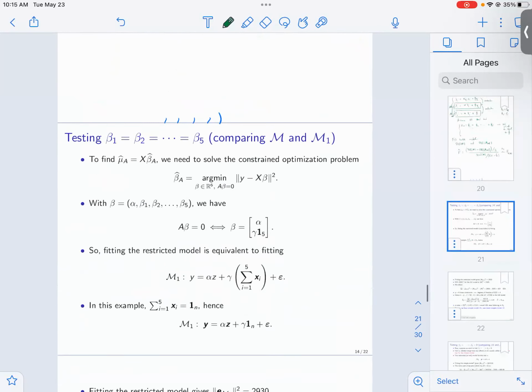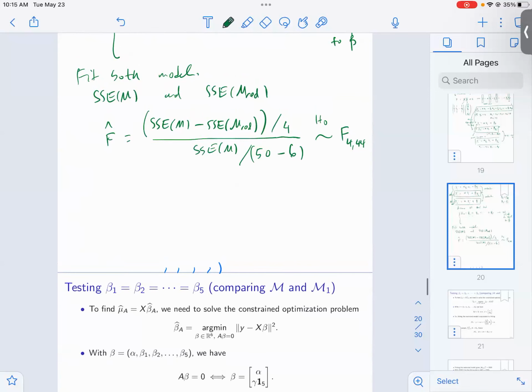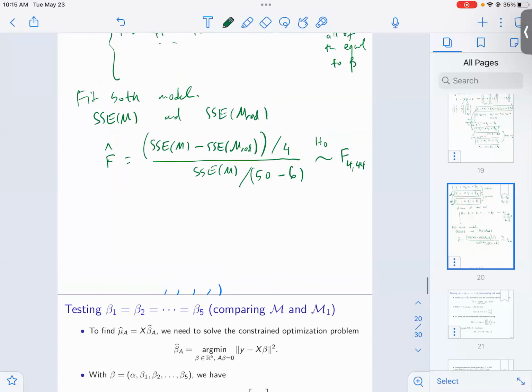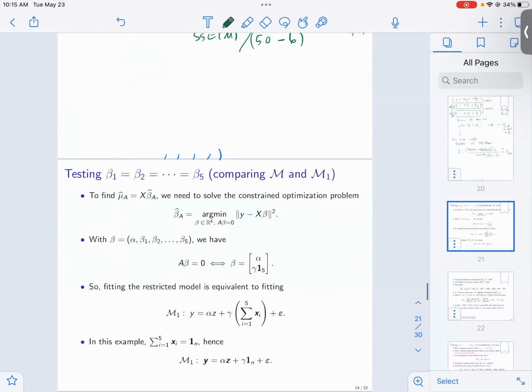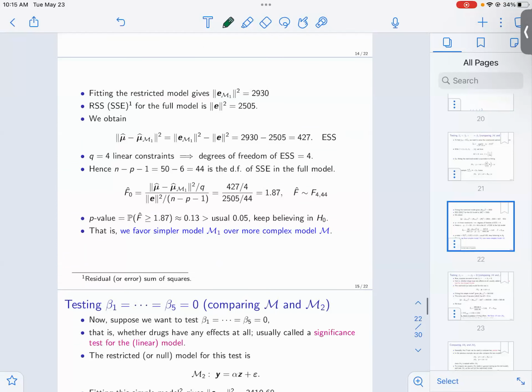Let me see if I have it, just maybe look at this. Is it okay? Or remember this? I just have to fit the reduced and the full model. So you do this for the reduced model.